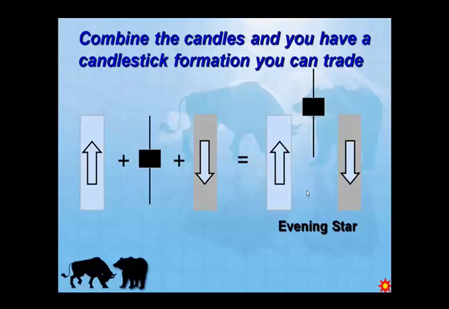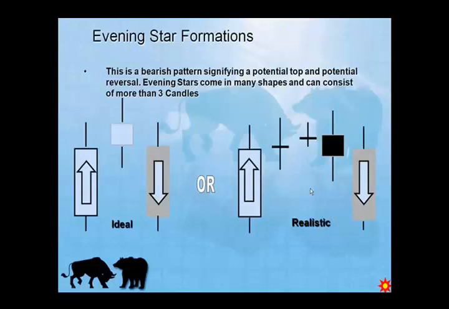There are several rules to trade these, and we're going to go over these rules in the following slides. Now, an evening star formation, this would be an ideal one: decision, indecision, decision. This would be more realistic. There could be several candles between. You just want to make sure that the bearish decision candle covers at least 50% of this body.